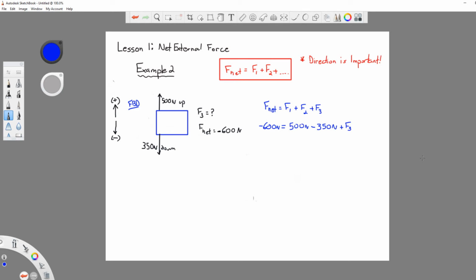But that's a fairly easy algebraic solve. If we plug in here, negative 600 minus 500 plus 350, we end up solving for F3. F3 works out to be negative 750 newtons. If we want to add direction to that, we can say F3 is equal to 750 newtons down. And I would say that is my final answer.